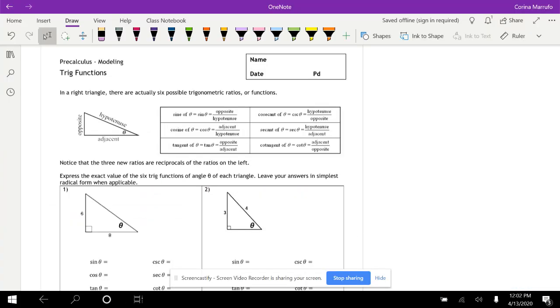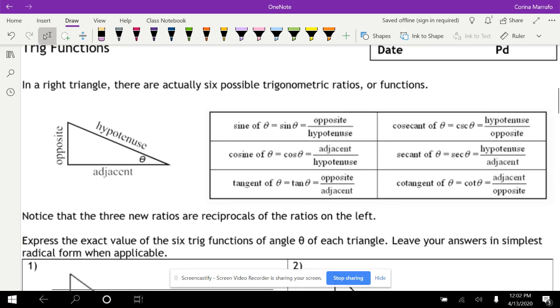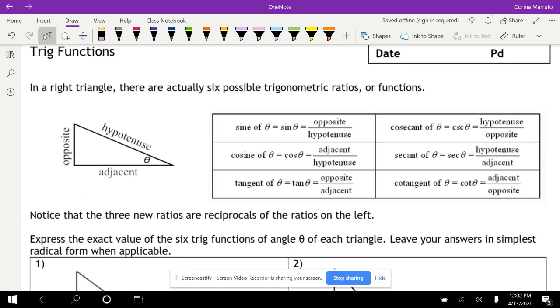All right, so today we're going to be covering trig functions. It's very similar to what we were doing before. All we're doing is setting up the ratios for today. So it says in a right triangle, there are actually 6 possible trigonometric ratios or functions.